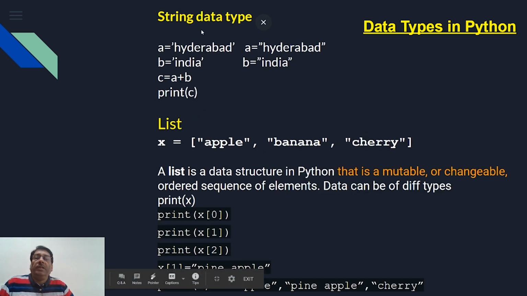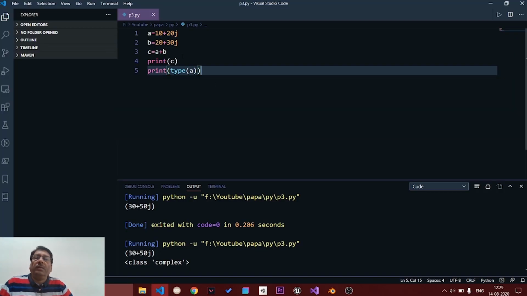Similarly, we have the next data type, what you call a string data type. When you talk about string, it is basically all about a group of characters, a bunch of characters, you can call it a string. So what do you need to do again? In the similar way, you can say A equals to some string, B equals to some string, and then you can perform some operations with the help of string. How we are going to perform that? We'll try to execute the code here.